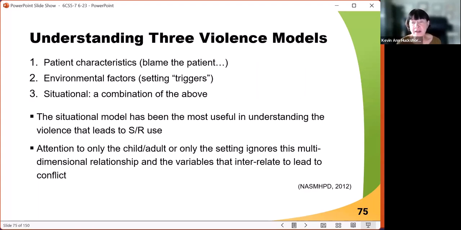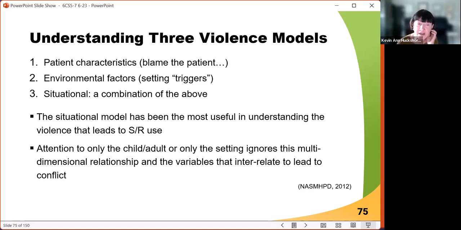So there are 3 violence models over the years. The most common and still around is blame the patient. And you'll hear that when you hear staff talk about, well, the patients never used to be this violent. And the reason we have to use seclusion and restraint is because we have the most violent children in the whole state, or we have the most violent adults. I just was talking to a CEO in a hospital and he said to me, we have the worst patients in this entire state because everybody sends us the people they can't manage. Well, that's the blame the patient model.